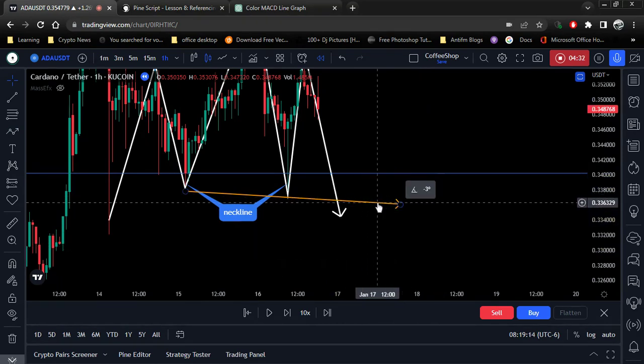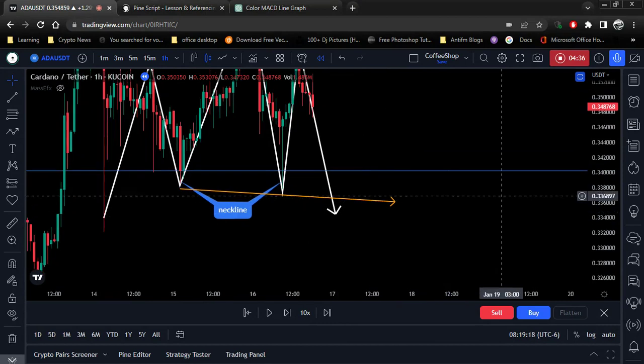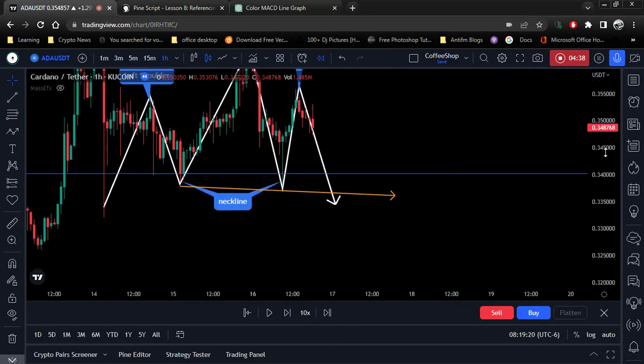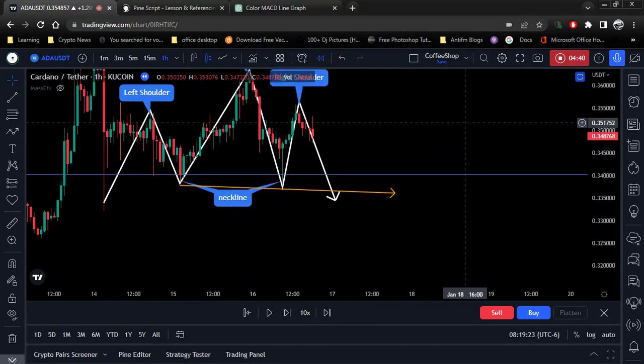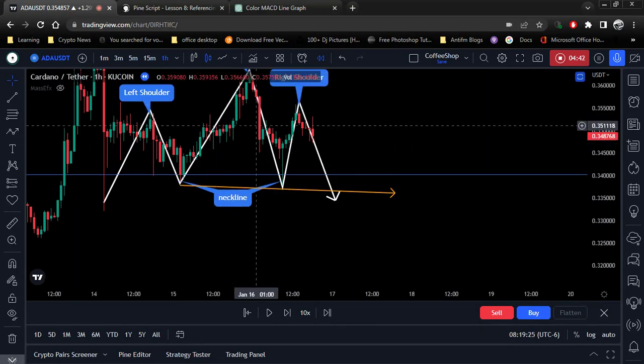Always trade your short when you get below the neckline. So that ends up looking like this. This is how you trade this to the downside. So I wanted to cover all that so you know what you're looking for.